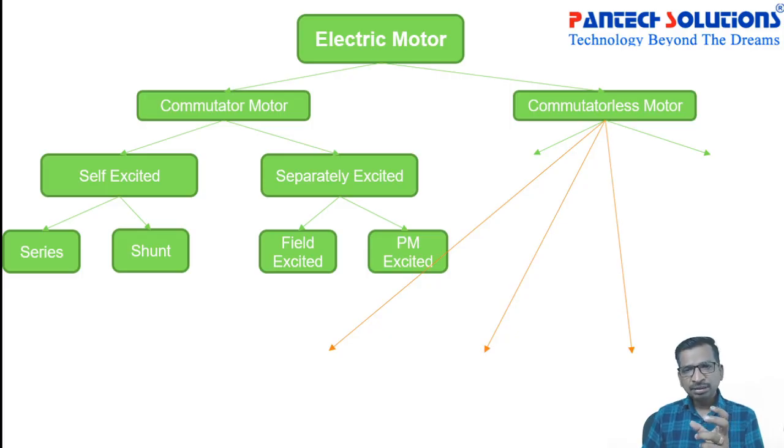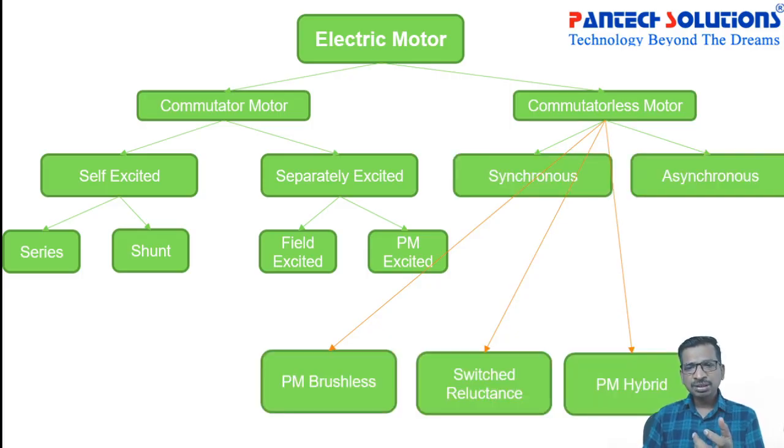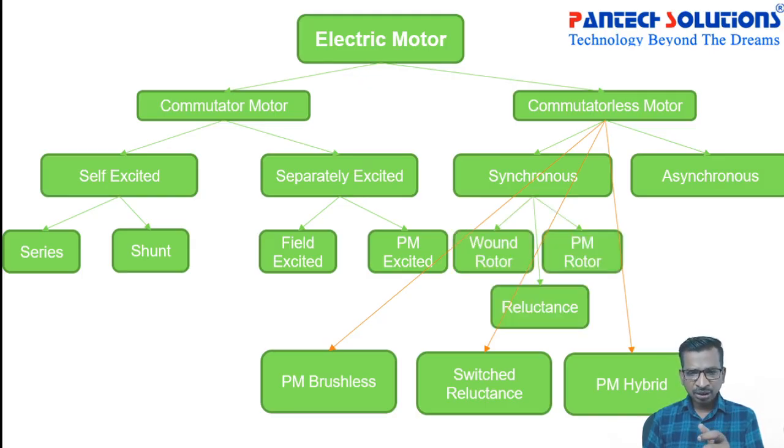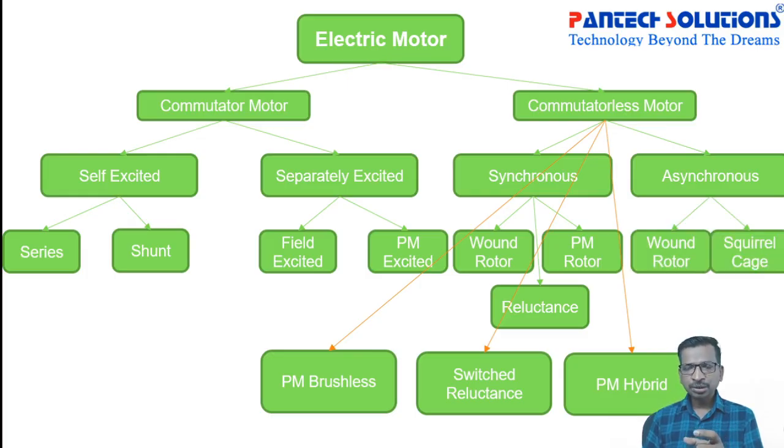And in the case of commutator-less motor, the first one is the synchronous motor and asynchronous motor, and similarly the PM permanent magnet brushless DC motor and switched reluctance motor, and then permanent magnet hybrid motors. And here synchronous motor is again divided into three types. One is called wound rotor motor, and then permanent magnet synchronous motor, and the switched reluctance motor. And again here there's asynchronous motor called induction motor. Again in this induction motor, wound rotor motor and then squirrel cage motor.